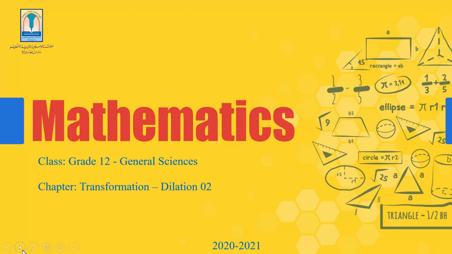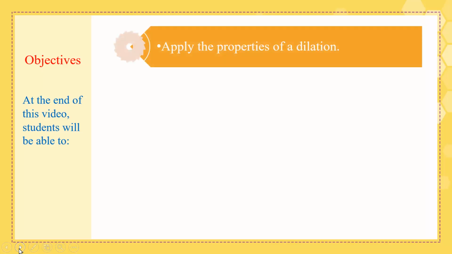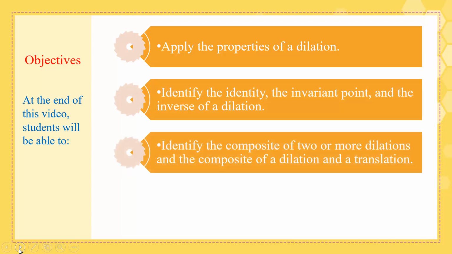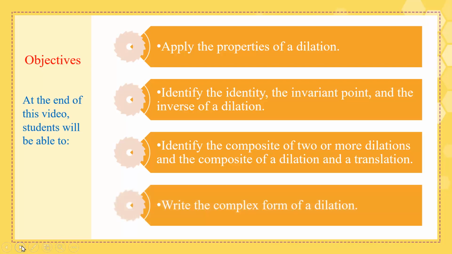In this video, we are going to complete our chapter about dilation. The objectives are: apply the properties of dilation, identify the identity, the invariant point, and the inverse of a dilation, identify the composite of two or more dilations and the composite of a dilation and a translation. Write the complex form of a dilation.